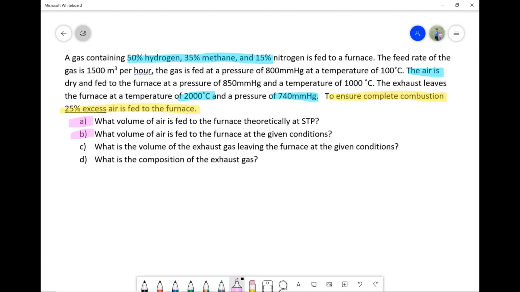What is the volume of the gas leaving the furnace at the given conditions? Okay, that's important because now we're looking at some output. And what is the composition of the output gas? Of the exhaust gas, which is really the output gas. So if we look, we have two questions dealing with input, and we have two questions dealing with output.